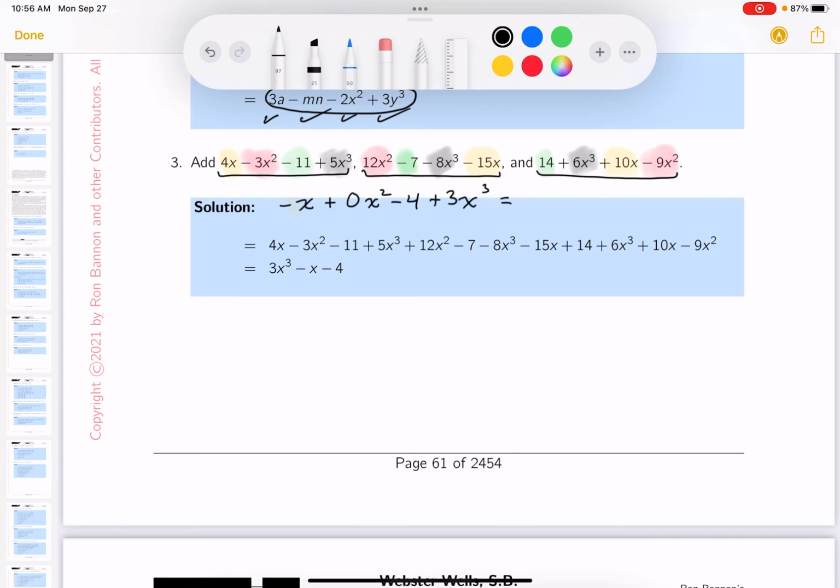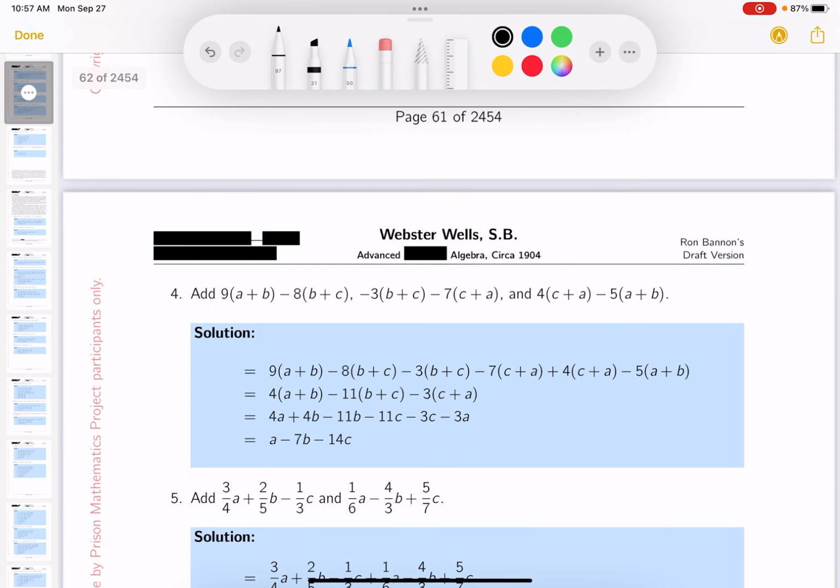I'm going to put this in an order, and I'm going to put in descending order of the exponent on the x. So x cubed minus x minus 4. Now you're going to be surprised you make mistakes sometimes. 3x cubed minus x minus 4. Feel good about that. Let's go to number 4.